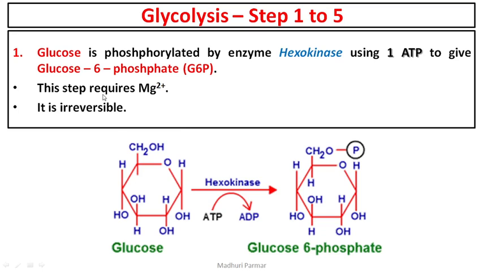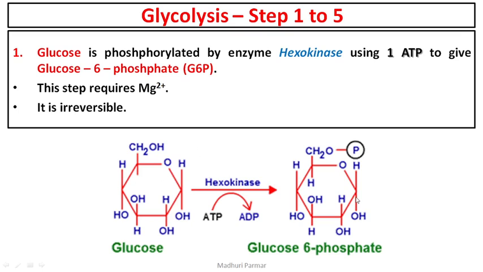So this is the first step of glycolysis. Glucose, by action of hexokinase enzyme and use of one ATP, gets phosphorylated. Where is the phosphate getting attached? It is getting attached on the 6th position. So from glucose you get glucose 6 phosphate.